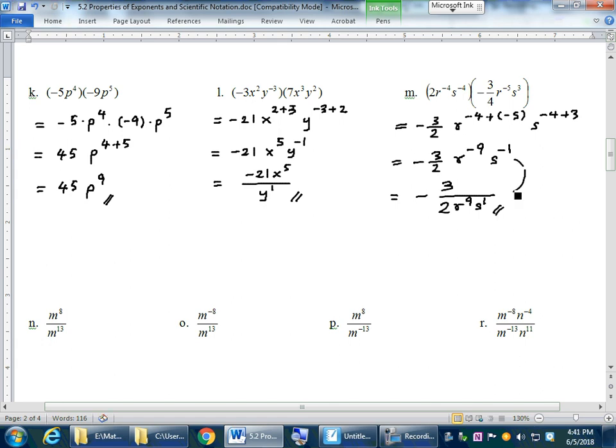Because from this step to this step, we look at negative 3 over 2 times 1 over r to the 9th times 1 over s. So when you multiply everything, that's how you got it.